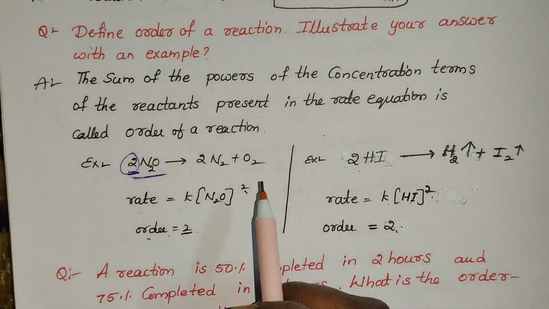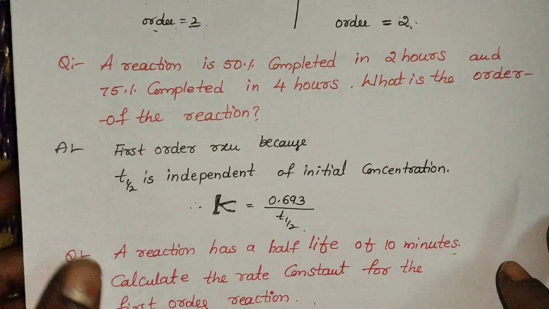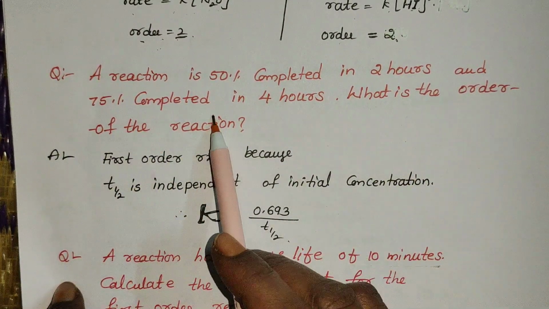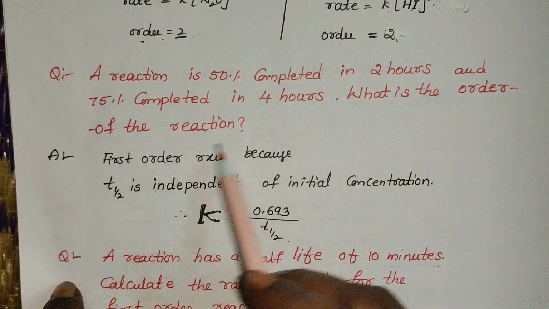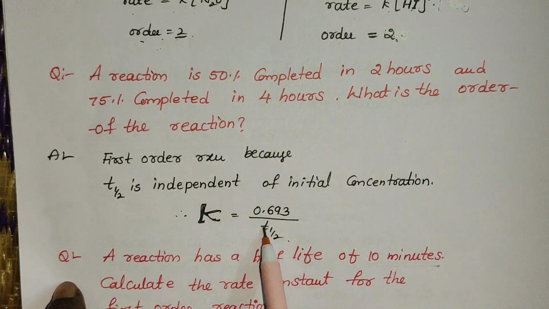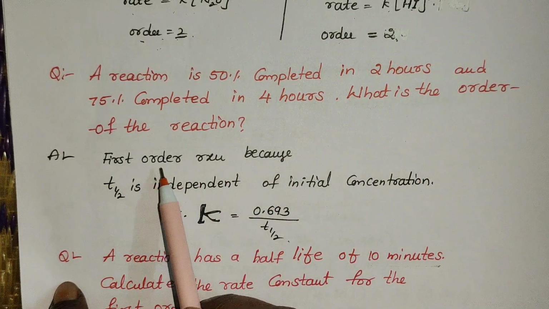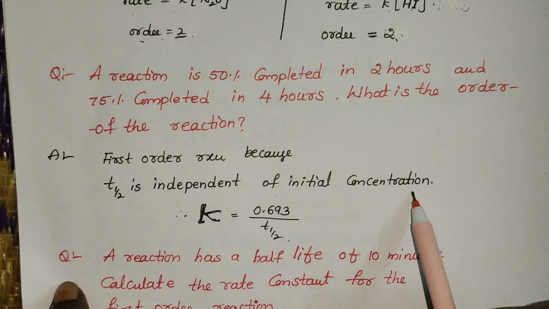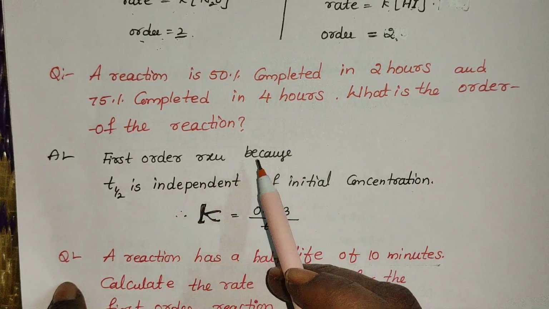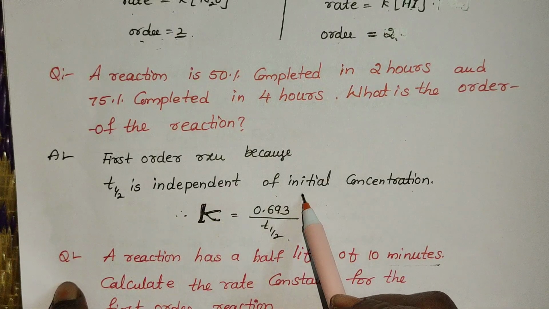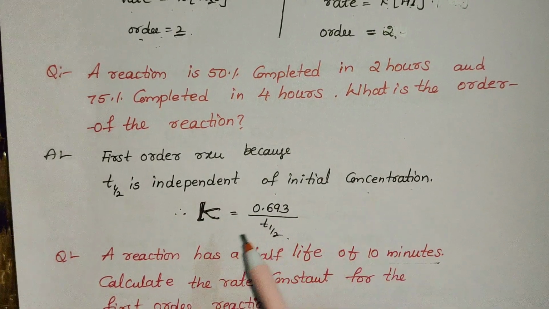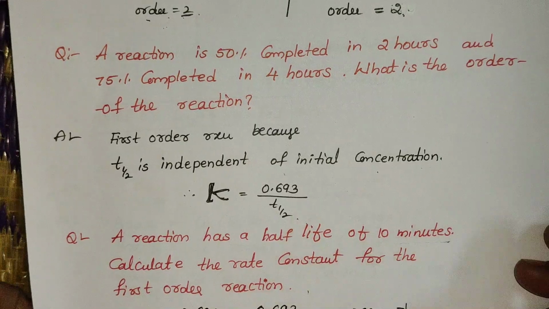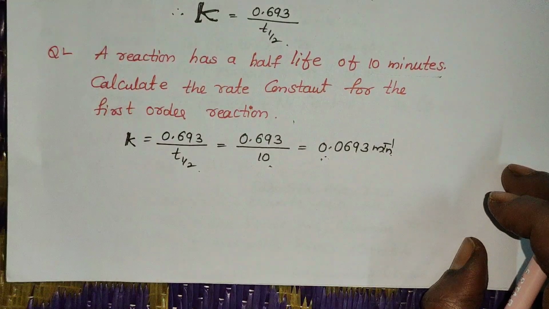Just write as it is. Next: a reaction is 50% completed in 2 hours and 75% completed in 4 hours, what is the order of the reaction? For that we have a formula directly, but you have to remember first order reaction, because T half is independent of initial concentration. For first order reaction only, T half cannot depend on the initial concentration. That is why directly we have the formula K equals 0.693 by T half, that's it.